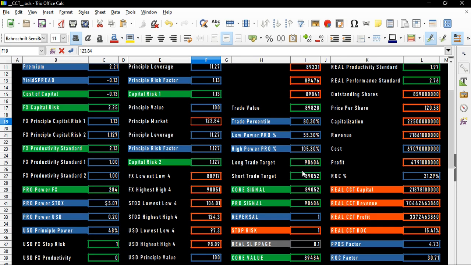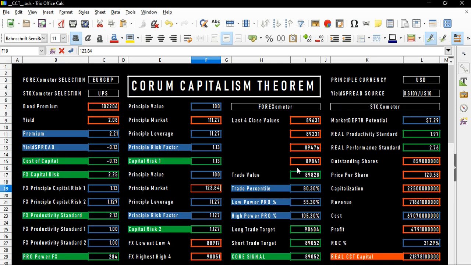All right? So that's the Forexometer and the introduction to how to get started with the CIS-CCT Pro Calculator TradeFOCUS spreadsheet. And now we're going to move on to the TradeFOCUS STOXometer. With the STOXometer, you have to use fundamental data.